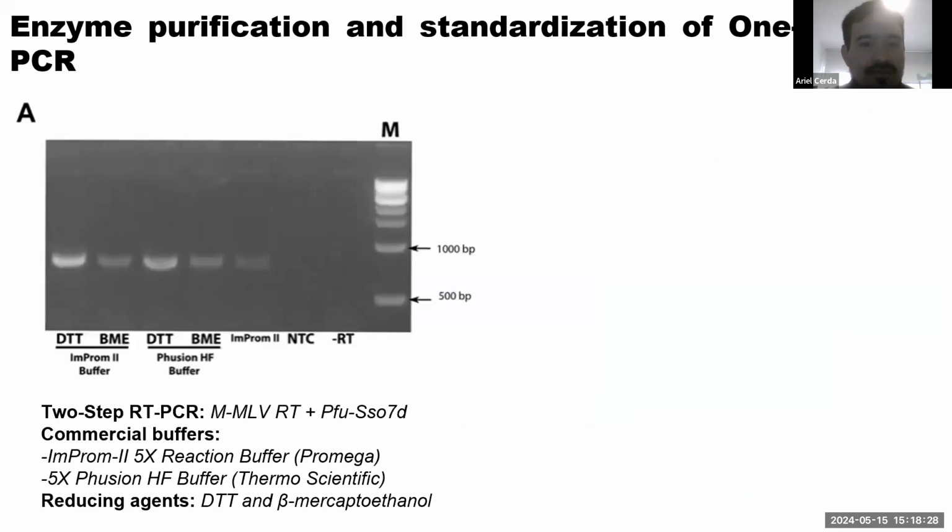Next, we tested the activity of the purified enzymes through two experimental approaches. Initially, Pfu and MMLV-RT were used in two-step RT-qPCR assays with a known RNA sample. We experimented with different commercial reaction buffers and reducing agents, specifically beta-mercaptoethanol and DTT. In all cases, we obtained DNA bands of the expected size, but the best result came with DTT.